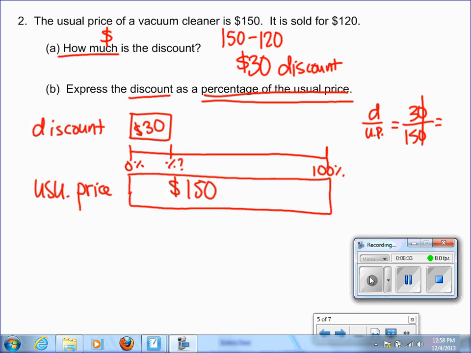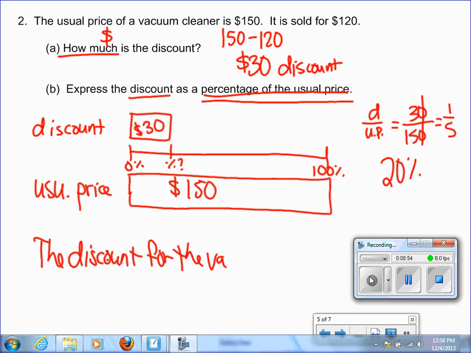And when we simplify that, what would we get? Emma? 1/5. 1/5. And kids, what percent is that? 20%. All right. So the discount for the vacuum cleaner is 20%.